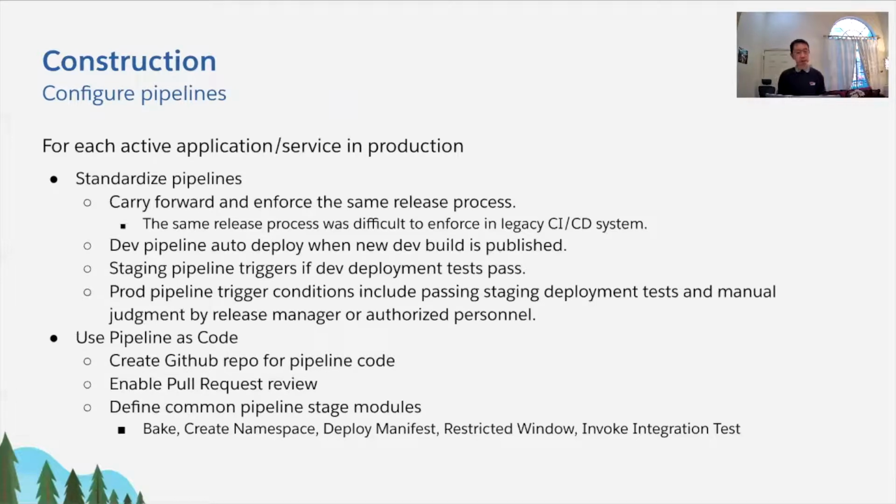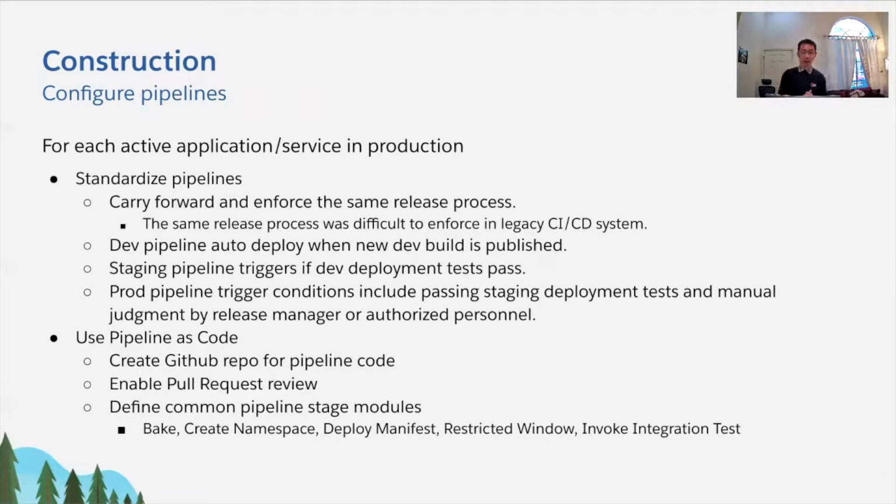In this construction phase, we are constructing the pipelines. For each active application service in production, we must standardize the pipelines. What that means is including the following. We carry forward and enforce the same release process from the legacy CI/CD environment. One reason we do that is that we have the same release process, but it was difficult to enforce in the legacy CI/CD system.